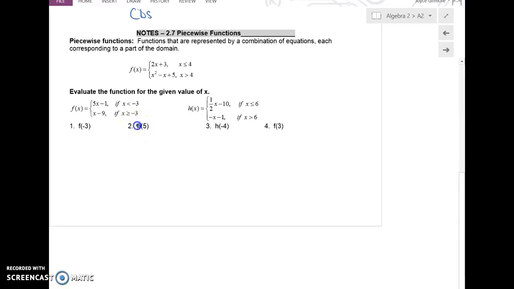So these all should actually say f, not h. So f of negative 3. We cannot use the top function because x has to be less than negative 3, not equal to negative 3. So because we want to use negative 3, we have to use our bottom function, x minus 9. So we would take negative 3 and plug it into that second function. And negative 3 minus 9 is negative 12. Oops, it'd be nice if I put an equal sign in there.